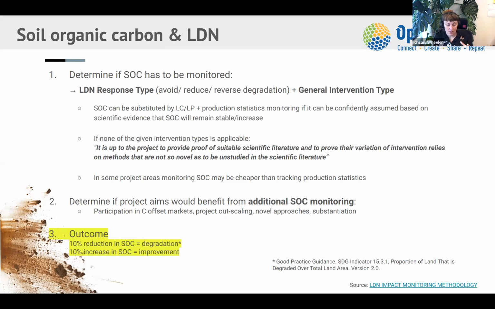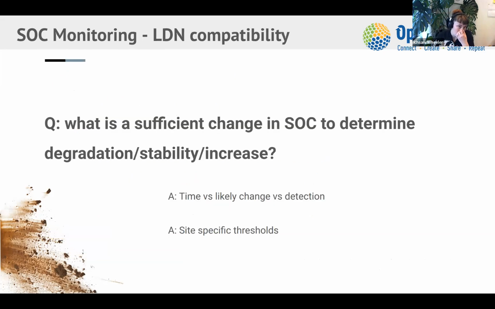Then the question becomes, is it refined at a European level, at a country level, at a project level, at a pixel level? I don't know. So what is a sufficient change in soil organic carbon to determine degradation, stability, or increase? Seems like a fundamental question, but I think it's really hard because actually, to me, degradation, stability, or increase, these are value judgments. Okay, so the answer I would give is probably some combination of time, likely change, and our ability to detect it.